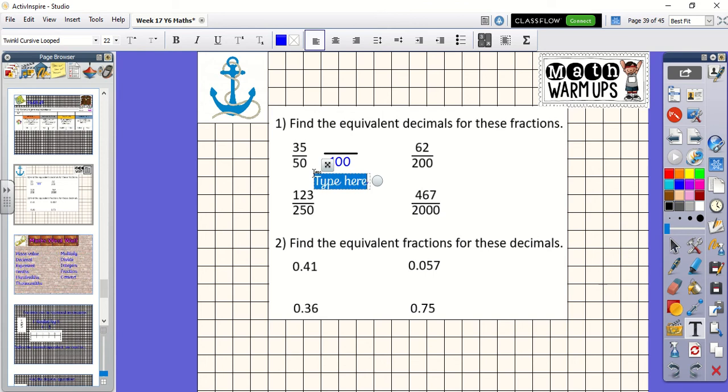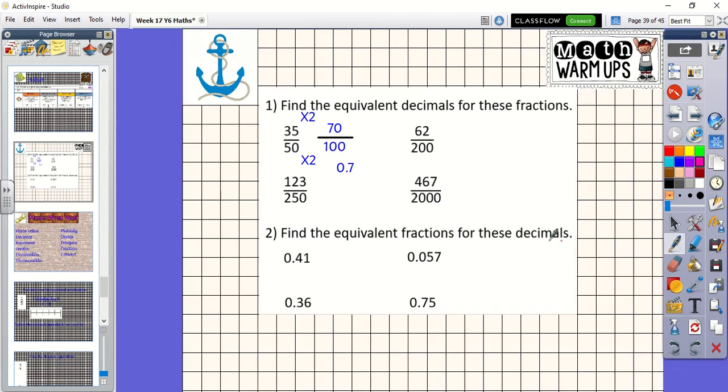So from 50 to 100, I have multiplied by 2. So 35 times 2. I do 30 times 2, that's 60. 5 times 2 is 10. 60 add 10 is 70. So that as a fraction would be 0.7. Okay. Now remember, if your numerator and denominator end in a 0, you can cancel out each 0. That would be 7/10, and that would be your answer there, 0.7.